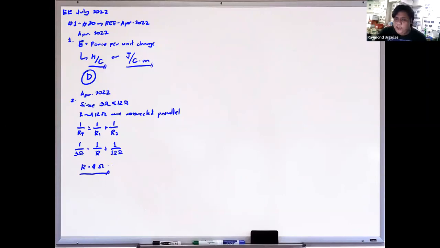And again, as we deduced earlier, this should be parallel. So our answer here is letter A. 4 ohm parallel. Okay? So next, problem number 3.